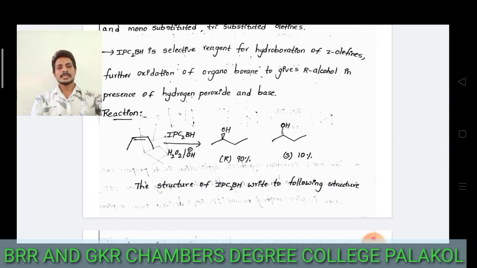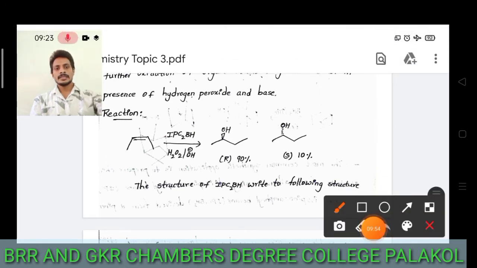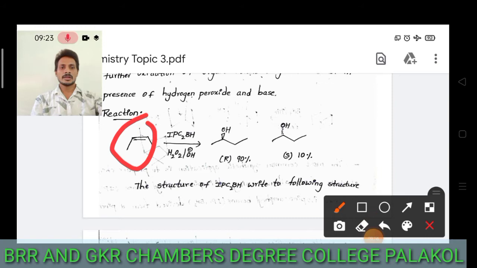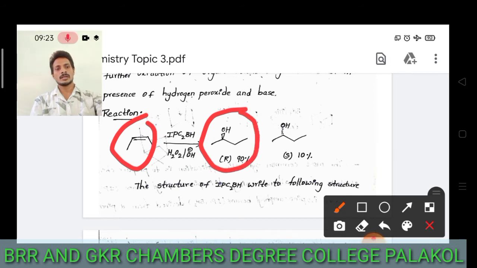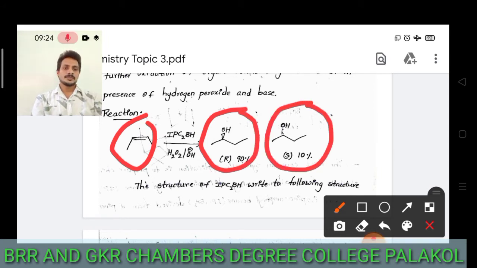Write down the reaction. A Z-olefin system reacts with IPC2BH, and in the presence of hydrogen peroxide and basic medium, it gives 90% of R alcohol and 10% of S alcohol.